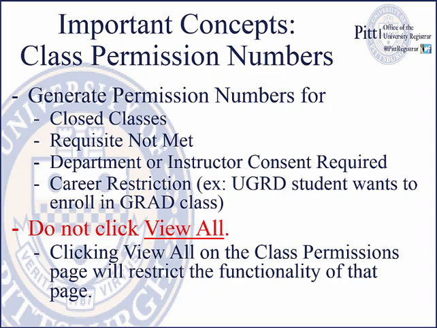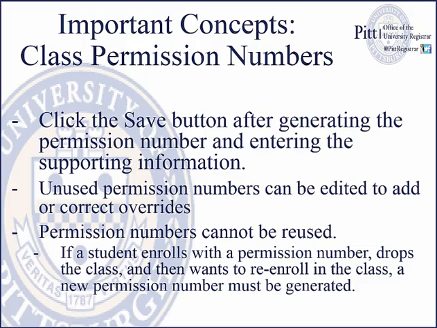Another important concept is to never click the View All hyperlink on the Class Permissions page. Clicking View All will restrict the functionality of this page. You also want to remember to click the Save button after you've generated the permission number and entered the supporting data. Staff members often generate the permission number but forget to click the Save button. Unused permission numbers can be edited to add or correct overrides.